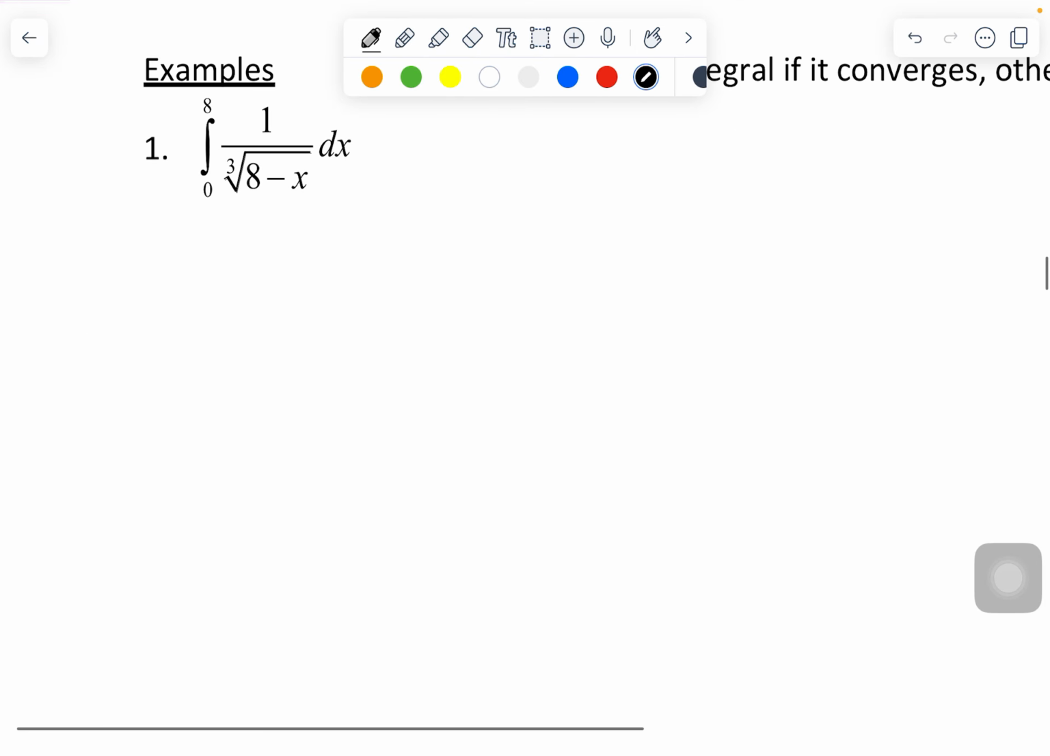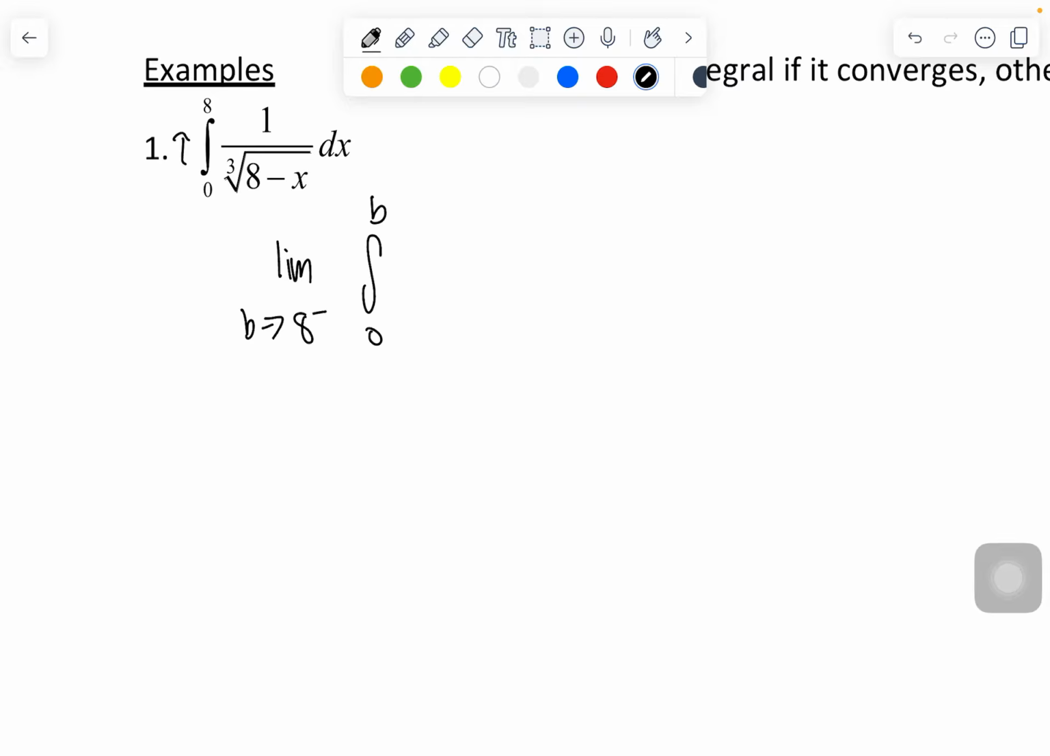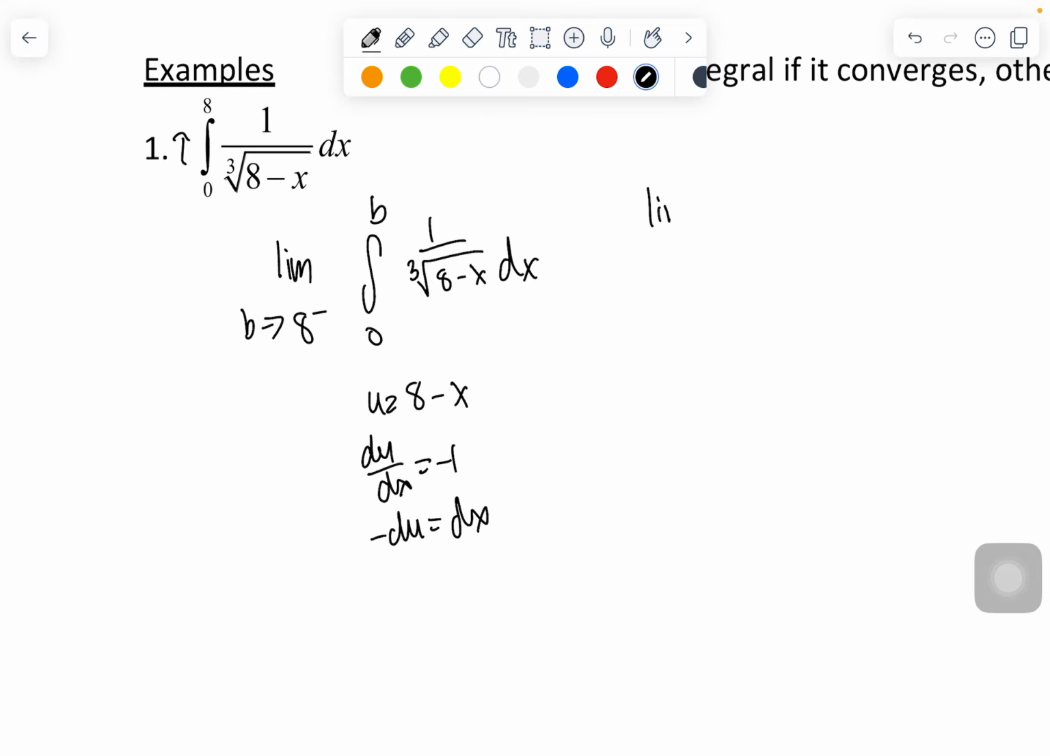So to do number 1, I'd first use a limit as a number b approaches 8 from the left side, since on the integral 0 to 8, it's approaching 8 from the left side, of the integral from 0 to b of 1 over the cube root of 8 minus x with respect to x. To solve this, I'd use u sub, and then negative du equals dx. So the limit as b approaches 8 from the left side, on 0 to b, is 1 over, or is u to the negative 1/3 du.